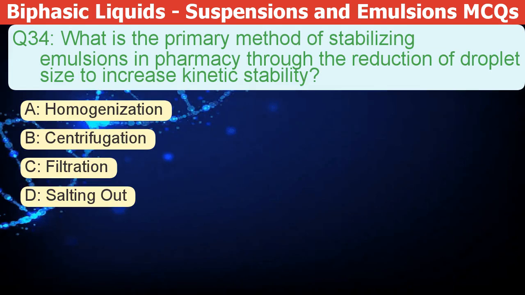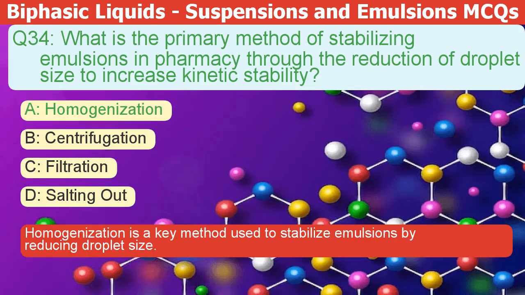What is the primary method of stabilizing emulsions in pharmacy through the reduction of droplet size to increase kinetic stability? A. Homogenization. B. Centrifugation. C. Filtration. D. Salting out. The correct answer is A. Homogenization is a key method used to stabilize emulsions by reducing droplet size.